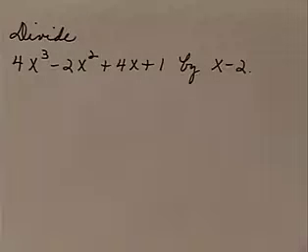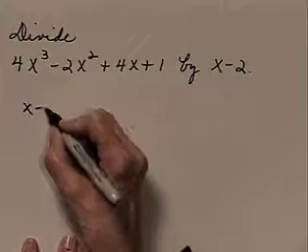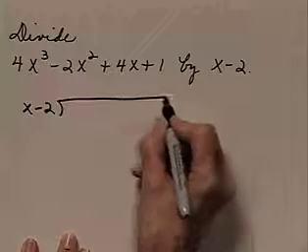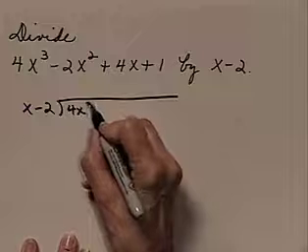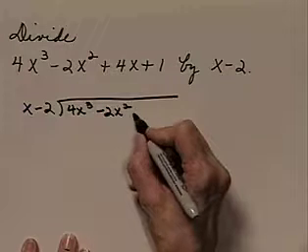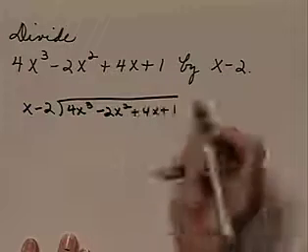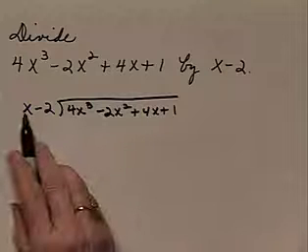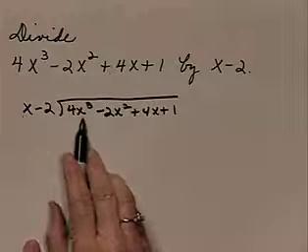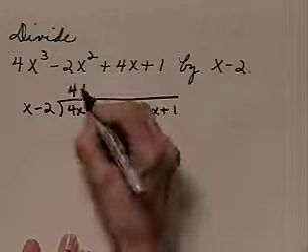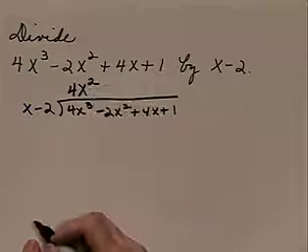Now let's look at a problem that's similar to long division. We'll divide 4x cubed minus 2x squared plus 4x plus 1 by x minus 2. And we'll set this up just as we would a long division problem. So we'll write our dividend again. Now we ask, how many times will x divide into 4x cubed? Well, x divides into 4x cubed 4x squared times.